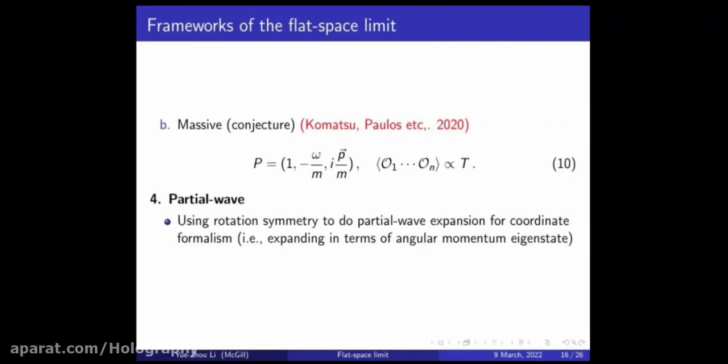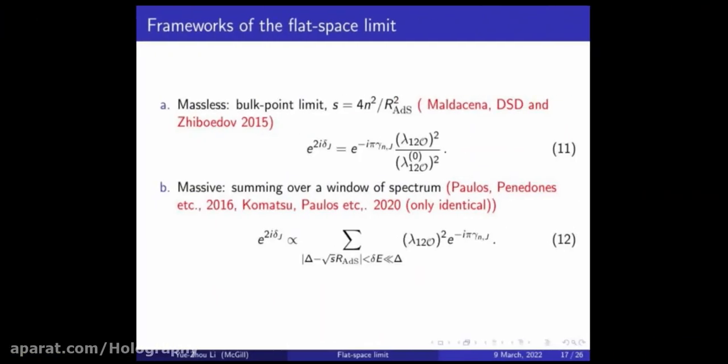And for the massive case, it was conjectured years ago by Komatsu, Paulos, and collaborators. It basically says we can map the embedding space to the momentum space in flat space, and we can then map the correlation function to the amplitude. And if we have coordinates in the flat space limit, we can use the rotation symmetry to do the partial wave expansion, which gives us the partial wave framework. This is the partial wave framework. For the massless case, we still have a bulk point limit, and this is a formula where this thing is the phase shift in the flat space limit, and here is the CFT data. And for the massive case, we have to sum over a window of the spectrum. So it's still different.